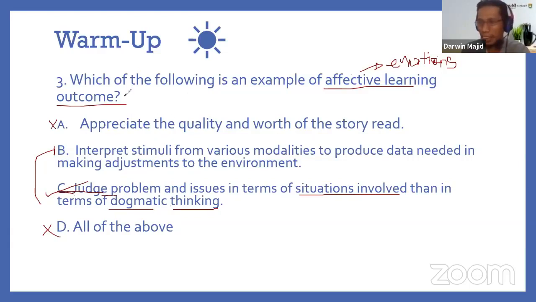Okay? Yes, outcome. Hindi ko nakita yung outcome. Sino po to? Kasi po, ganito, sir and ma'am, eto pong si B is actually related lang po siya dito. Why? Interpret stimuli. That stimuli can represent situations. Stimuli is anything in your environment. Then modalities, meaning what you encounter, produce data needed making adjustment. Making adjustment is judging.